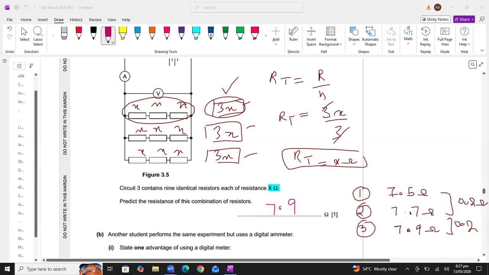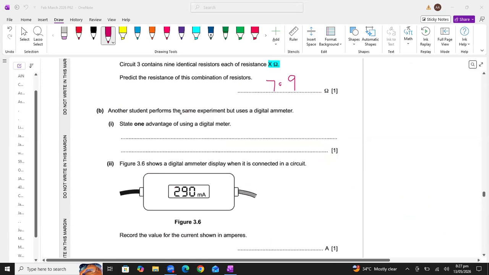I hope you have understood this question. Now in the next part B, they are saying another student performed the same experiment by using a digital meter.